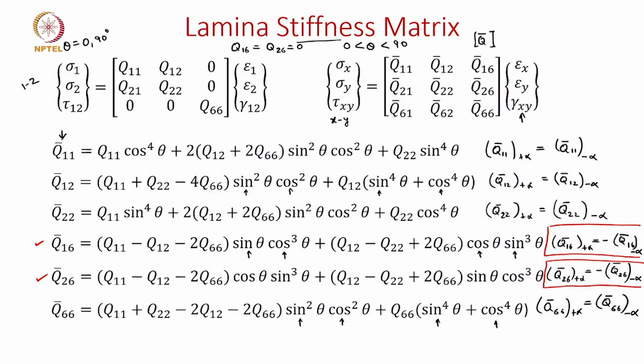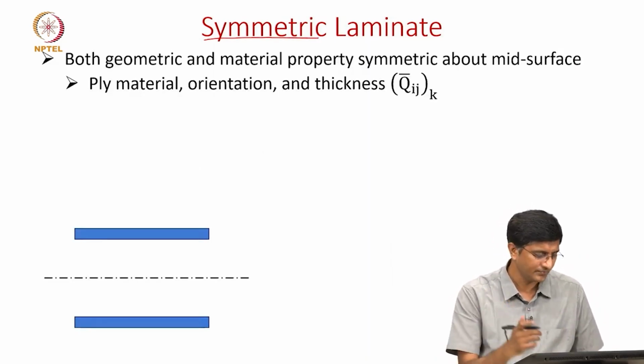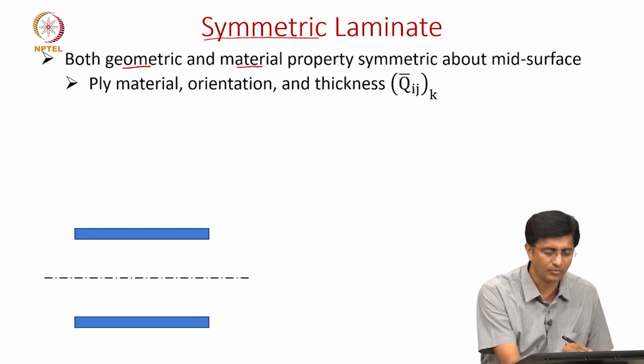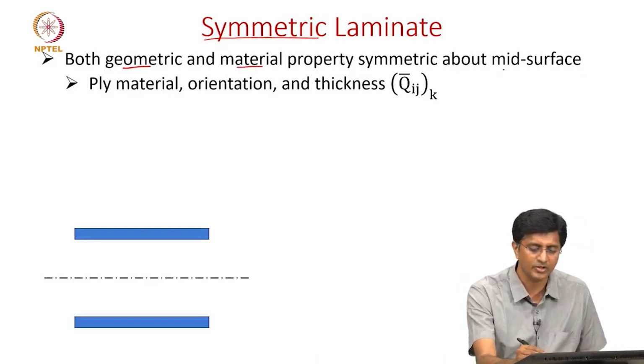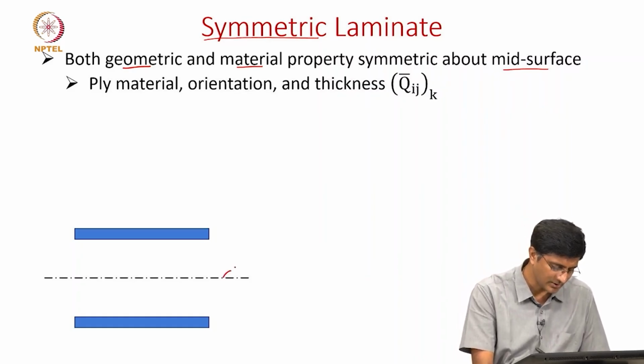Okay. Now let's start looking into some select laminates. One of the very commonly used laminates is a symmetric laminate. As the name says, it is symmetric, meaning we'll define it like this. So we say that both the geometry and the material properties are symmetric about the mid surface. So here is the pictorial representation. Let's say this is the mid surface.